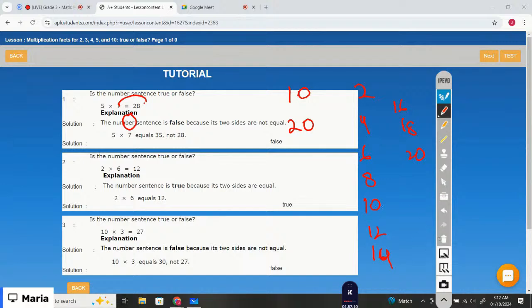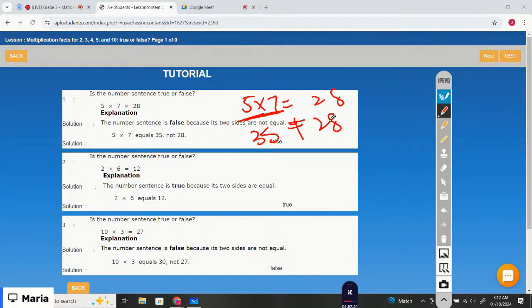You have 5 times 7 equals 28, right? So you have to do 5 times 7. 5 times 7 is 35, and 35 is not equal to 28. So they are not equal. The correct option is false. It is because they are not equal. So then that is false. 35 is not equal to 28, right?